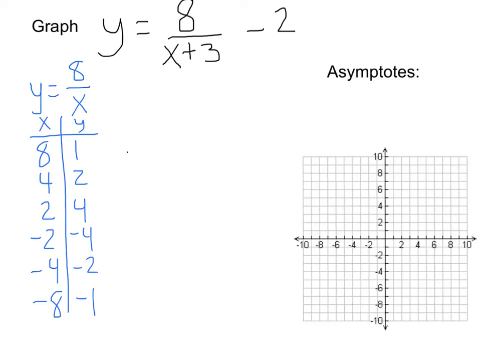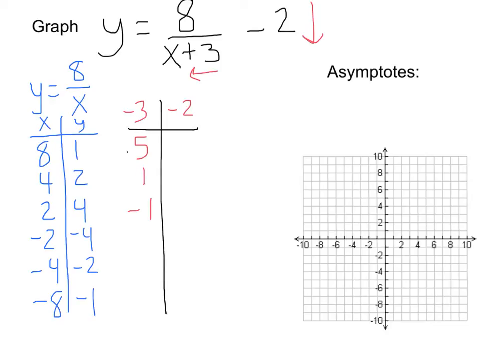And then I'm going to need to create a new table for my shifted function. The horizontal shift is going to be 3 to the left, so I'm going to take away 3, and down 2. So I'll take away 2 from all my y values. So again, taking away 3 from all my x values. And then taking away 2 from all my y values.